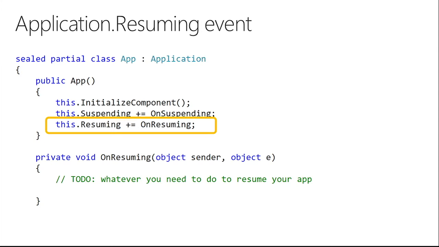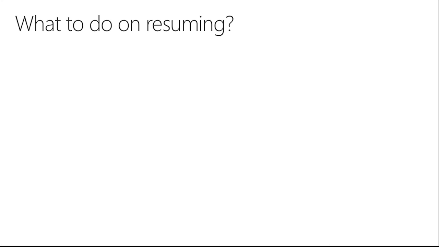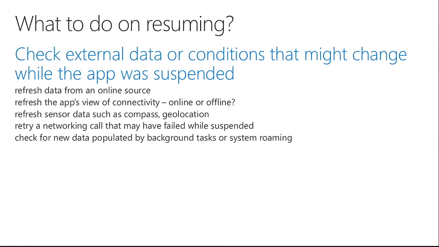And I think the next slide: what to do on resuming? Well, there's no one hard and fast rule for this. It depends on the app and what it does. But if your app uses data from an online source, maybe you want to refresh and pick up the latest version. Maybe your app does different things depending on whether it's online or offline. Maybe geolocation: you want to check whether the status has changed since you were last running.